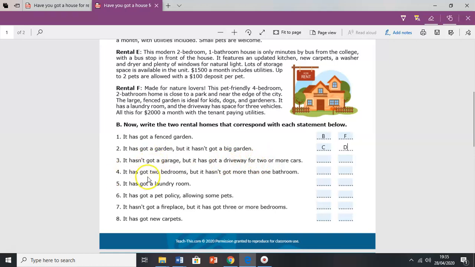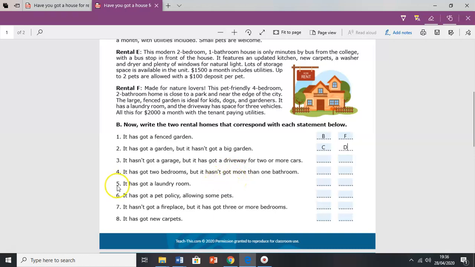Number 4, it has got 2 bedrooms, but it hasn't got more than 1 bathroom. So it's got 2 bedrooms, that's fine, but it hasn't got more than. What does that mean? It hasn't got more than. So it means perhaps it only has 1. Yeah, it doesn't have 2 or 3. So maybe I would translate that. If I was doing this text, I would translate that in my head as it only has.